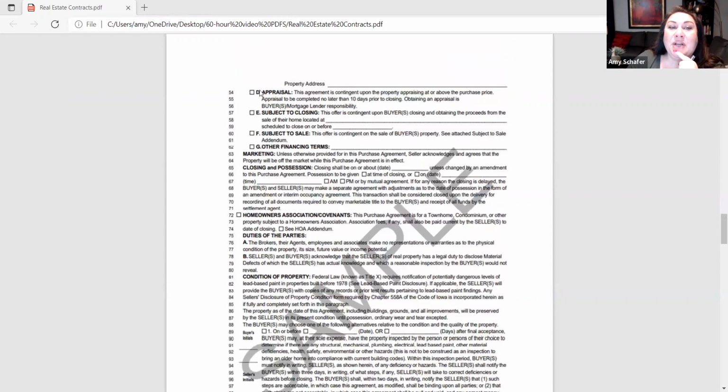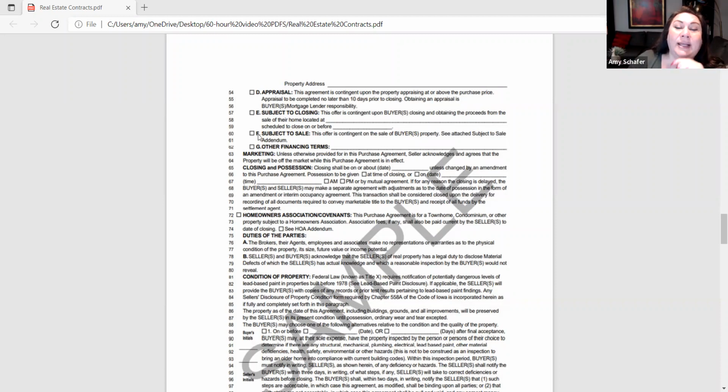Then of course, subject to appraisal, if you're getting a mortgage, I would want to check that one. And then it could maybe be subject to closing or subject to sale. Subject to closing means they've already got an offer on the current property they own, but they need it to close in order to buy this one. They can't carry both mortgages.